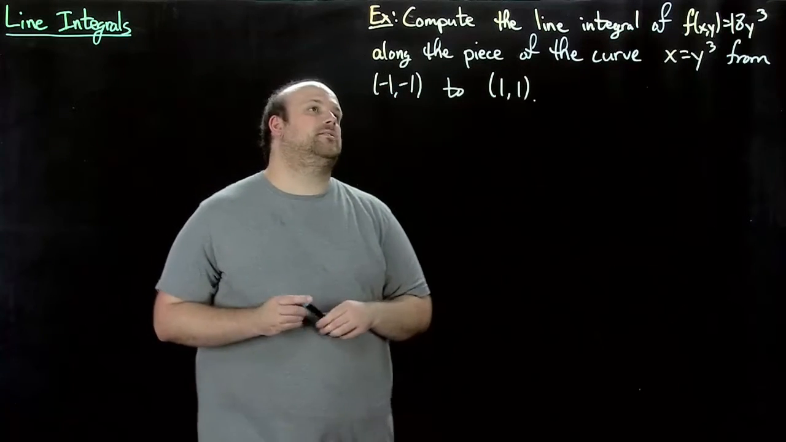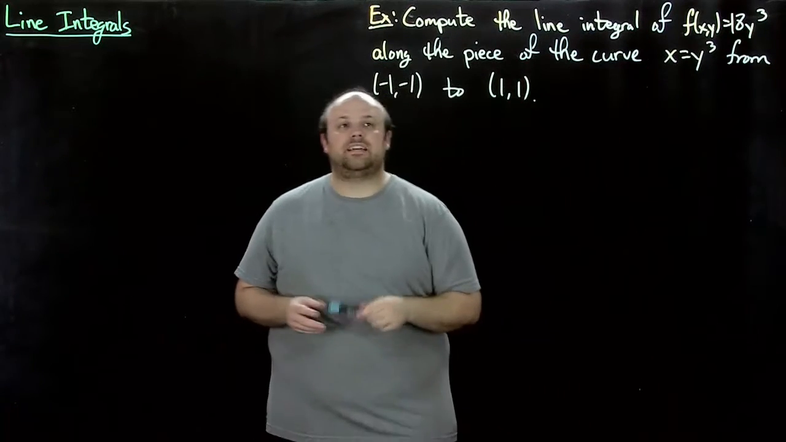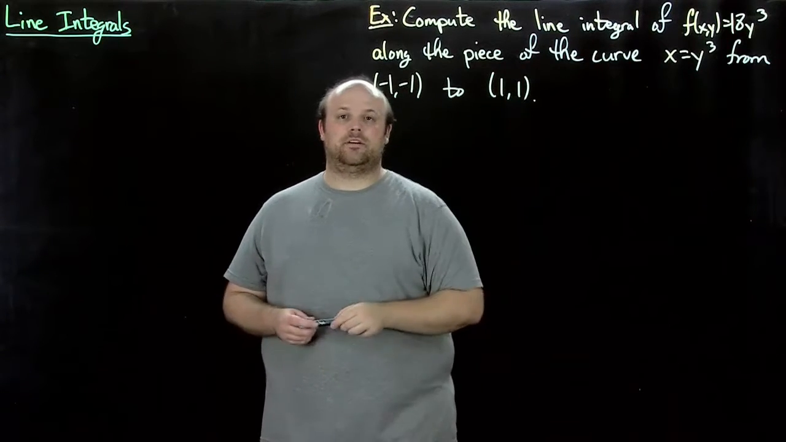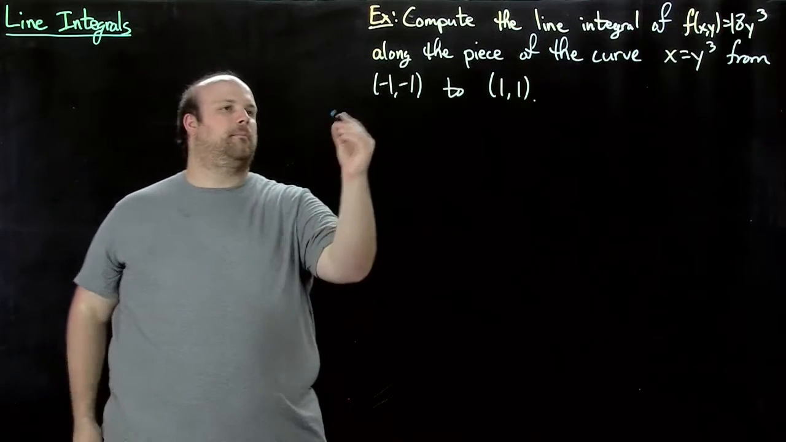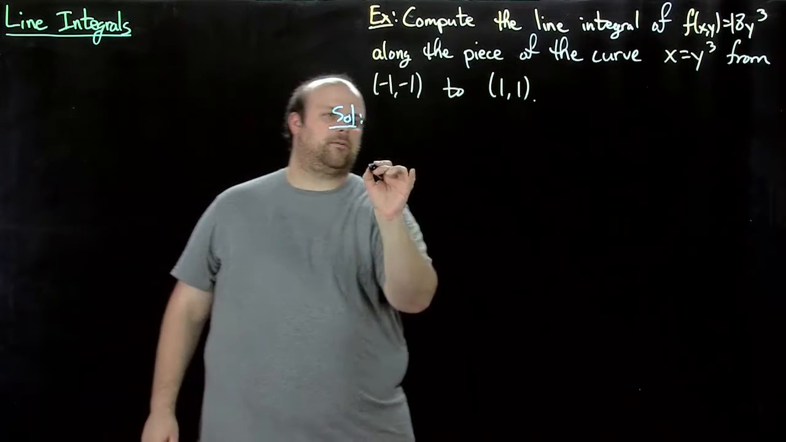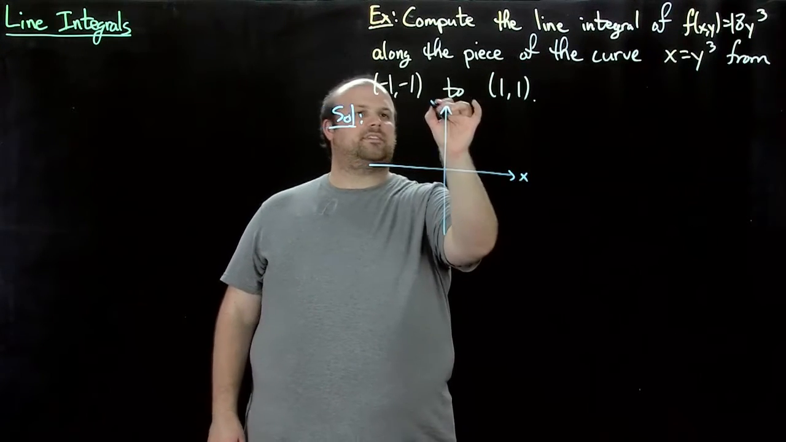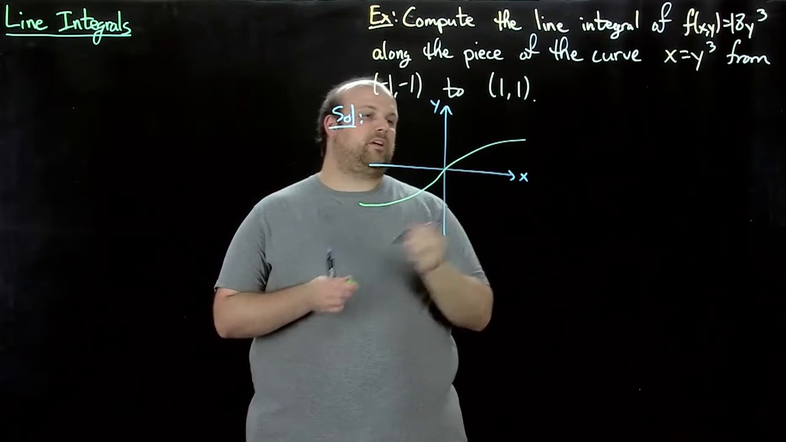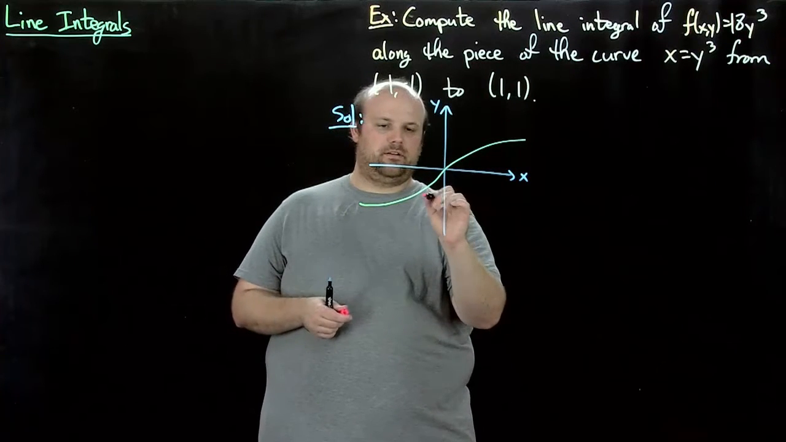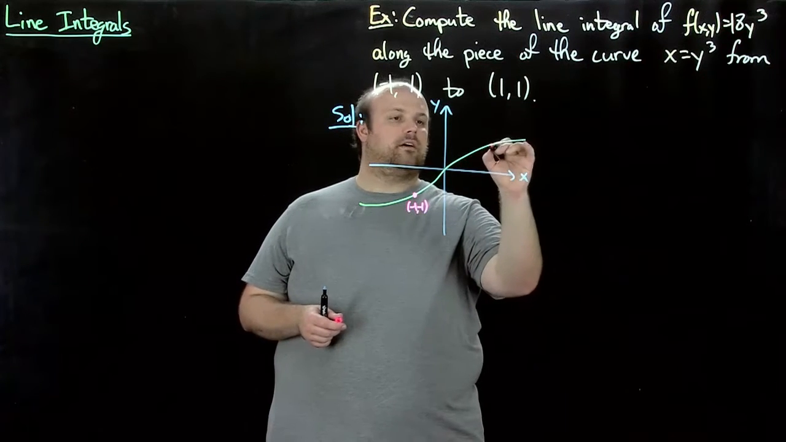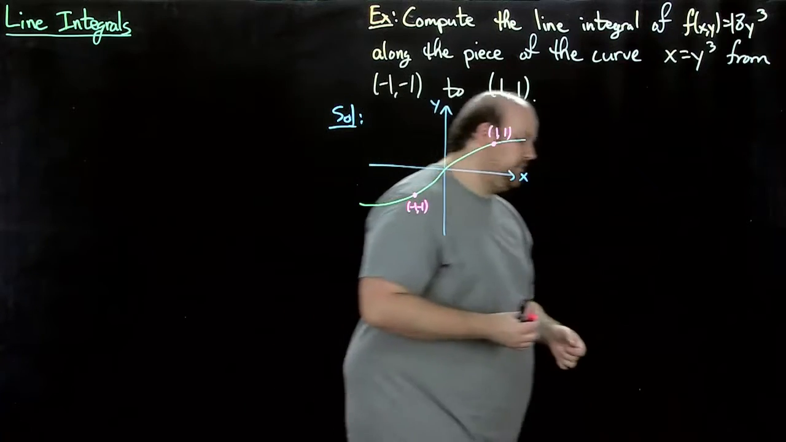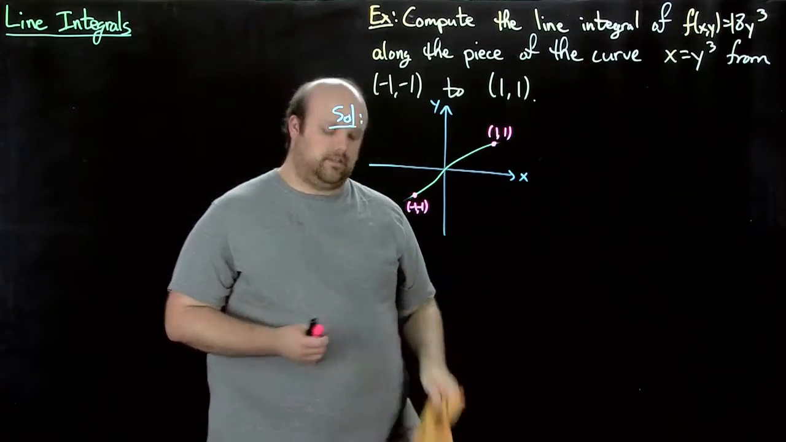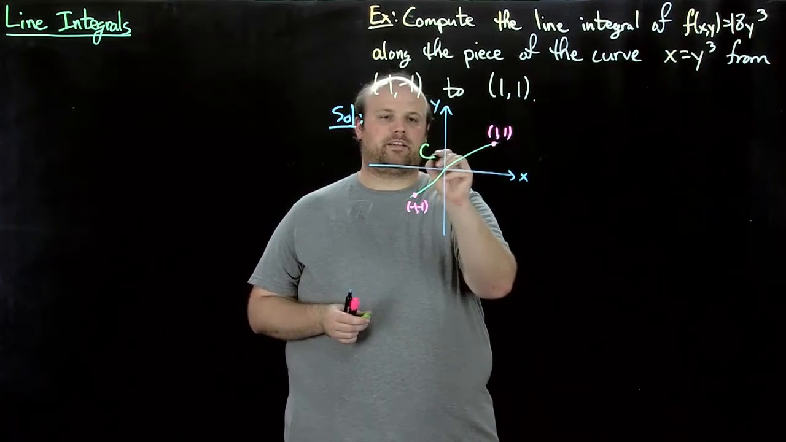All right, let's do an example now. What we want to do is compute the line integral of f equals 18y cubed over this curve here, which is the piece of x equals y cubed from minus 1, minus 1 to 1, 1. So what does that curve look like? Well, x equals y cubed looks very similar to y equals x cubed, it just goes the other way. So it looks like this, the whole curve. But we only want to go from negative 1, negative 1, up to 1, 1. So really, we're going to get rid of everything outside of that piece. So this here is C, this green curve.